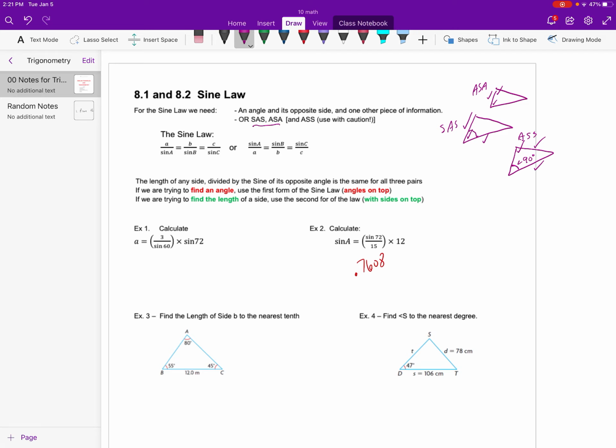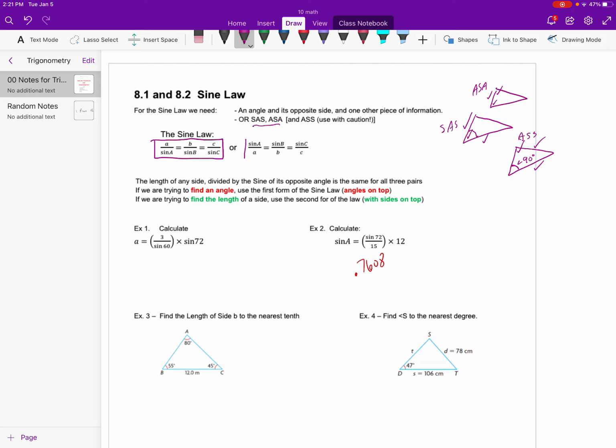The sine law is basically this. It's A over sine A equals B over sine B equals C over sine C. Or the reciprocal of that, sine A over A, sine B over B, sine C over C. Essentially it says the length of any side divided by the sine of its opposite angle is the same for all three pairs.